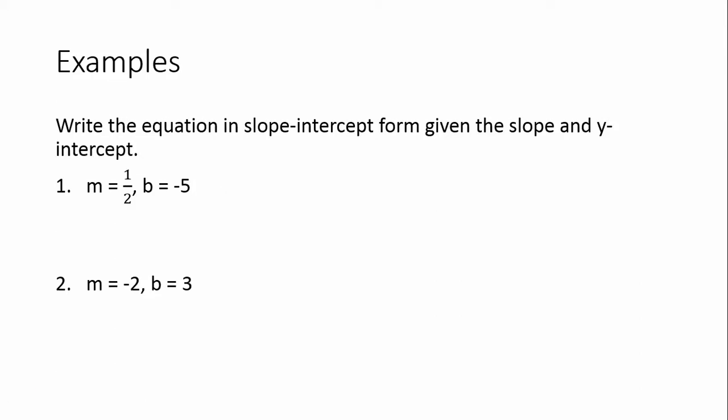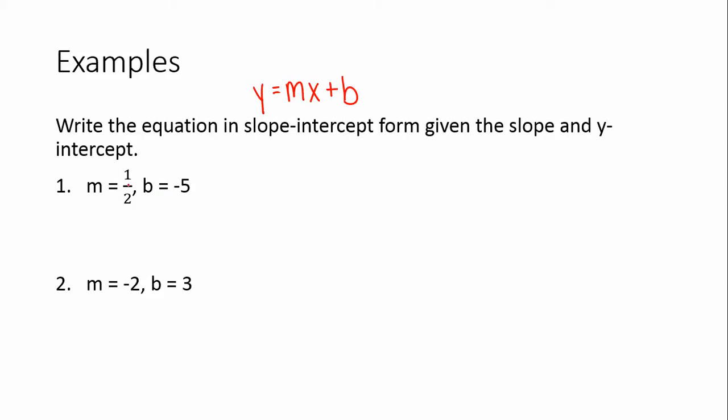Let's write the equation in slope-intercept form, and let's remember what that was from section 8.7. Slope-intercept form is y equals mx plus b, where m is the slope and b is the y-intercept. So for number 1, we're told the slope is 1/2 and that b is -5. Remember that b is our y-intercept. This is basically the reverse or the opposite of what we had done in section 8.7. In 8.7, we were given the equation and asked to pluck out these two pieces of information. Now we're given the two pieces of information and asked to write the equation.